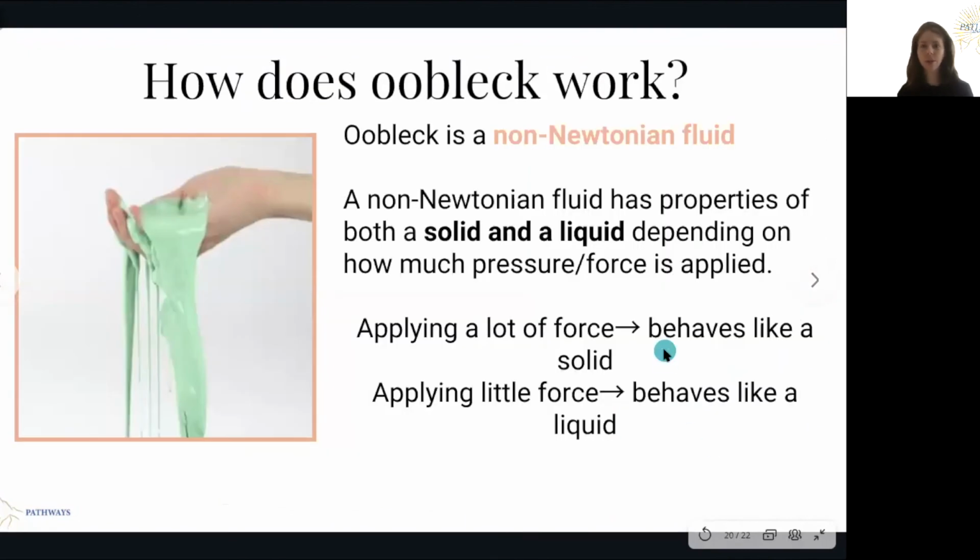So Oobleck is something called a non-Newtonian fluid. A non-Newtonian fluid has properties of both a solid and a liquid, like we just saw, depending on how much pressure or force is applied. So when you apply a lot of force, like stepping on it with your feet or punching it, it behaves like a solid. And when you apply just a little bit of force, when you just put your finger in it a little bit, then it behaves like a liquid and it's more fluid.